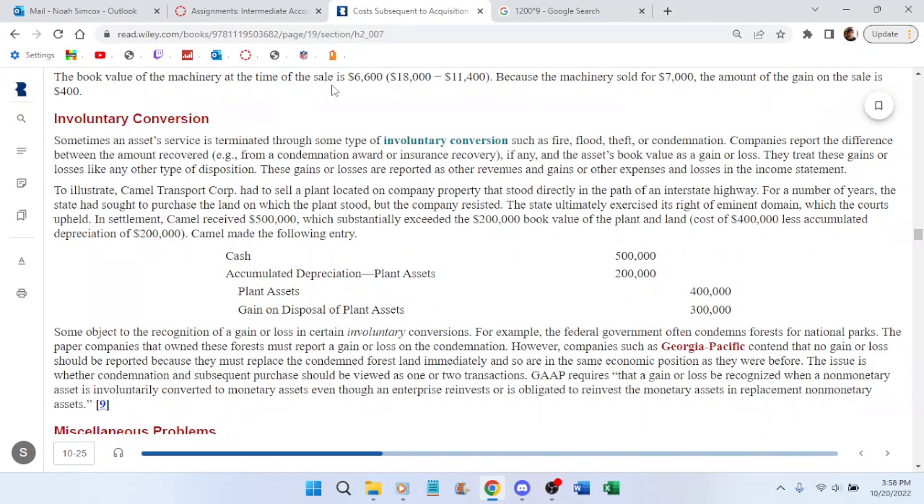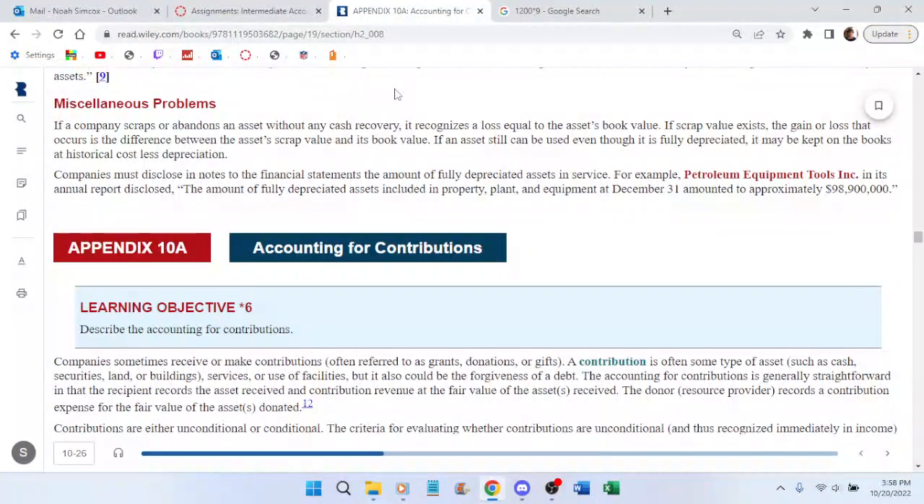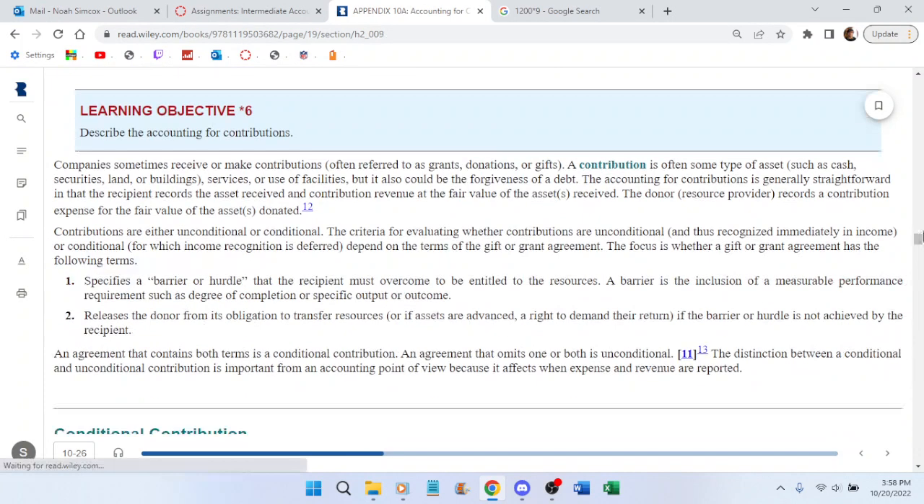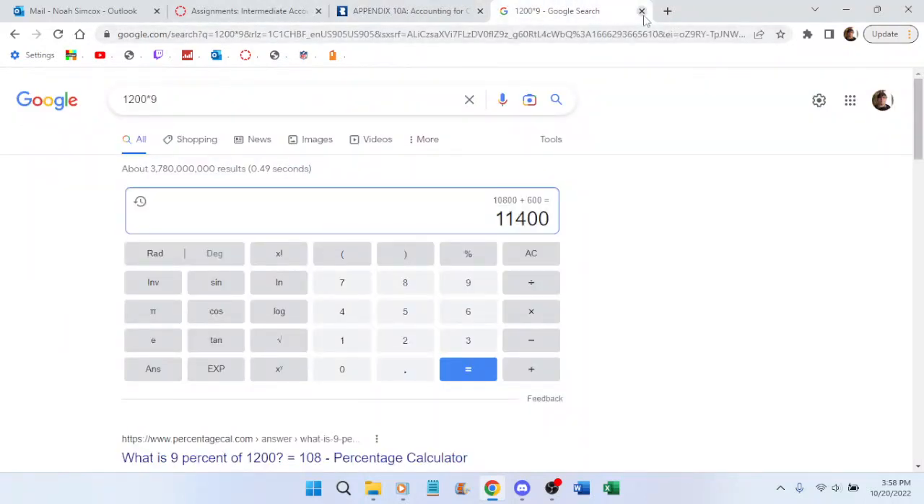They received this much cash. The accumulated depreciation they listed already. The plant asset was this. They already listed. The gain is 500,000 minus this. So that's simple. I'm not even going to read the rest of that. Miscellaneous problems. I don't care. We're done. We just have to do our assignment and then we're done.